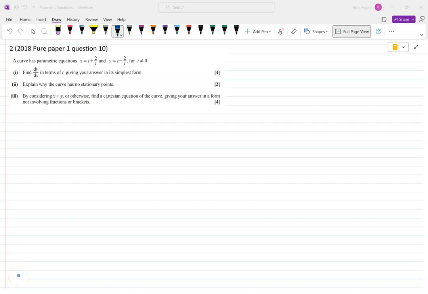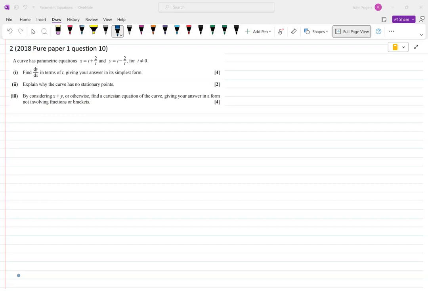Hello, in this question we're going to go over a parametric equation from the OCR A specification from 2018, question 10, so it's towards the end of the pure part of that paper. I suppose the most tricky part is at the end, to find a Cartesian equation of a relatively involved parametric, so it's a little bit tricky, but they give us quite a bit of help with it.